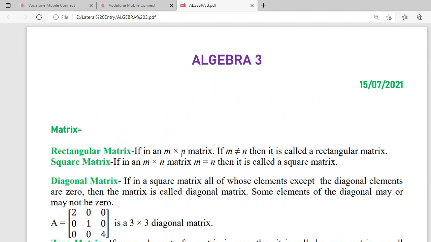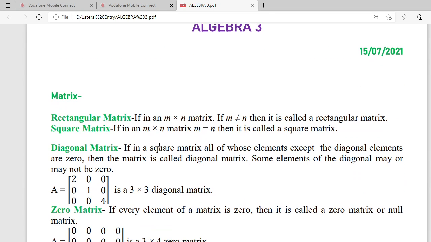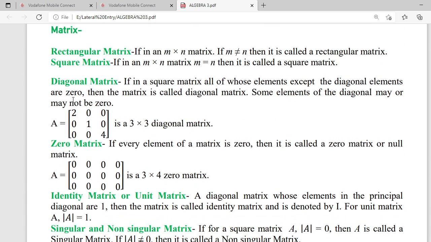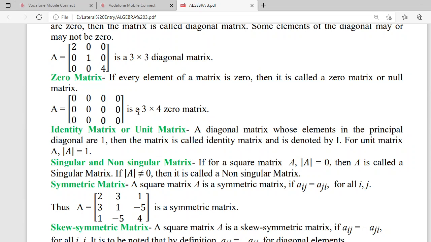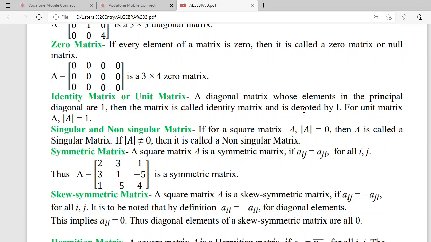So this is a rectangular matrix. When m is unequal to n, then it is a rectangular matrix. It is a square matrix when m equals n. Then diagonal matrix. Diagonal matrix means elements other than the diagonal elements are all 0. Then zero matrix, all elements are 0. And identity matrix or unit matrix, diagonal elements are 1.